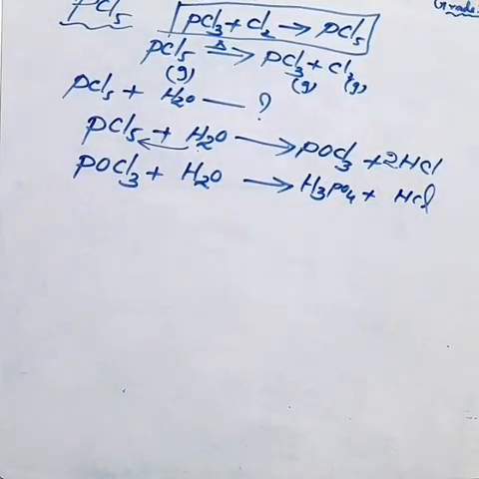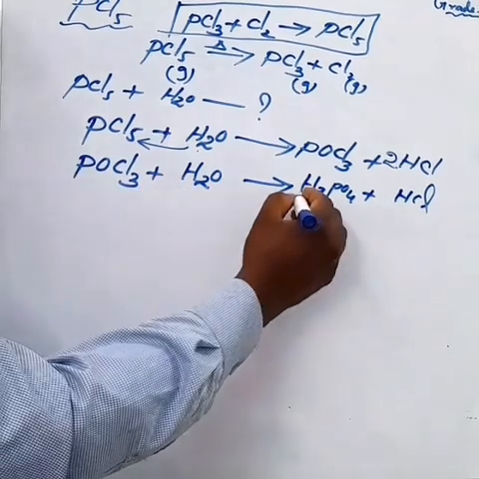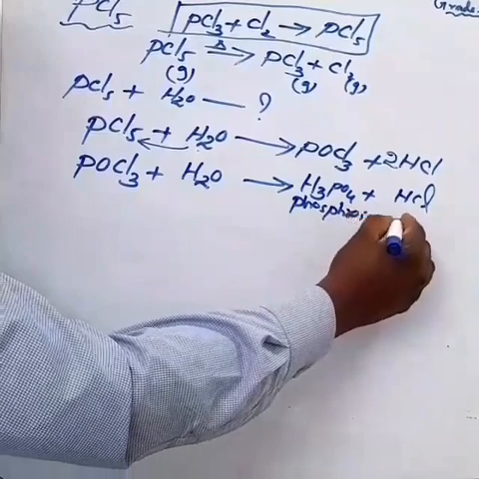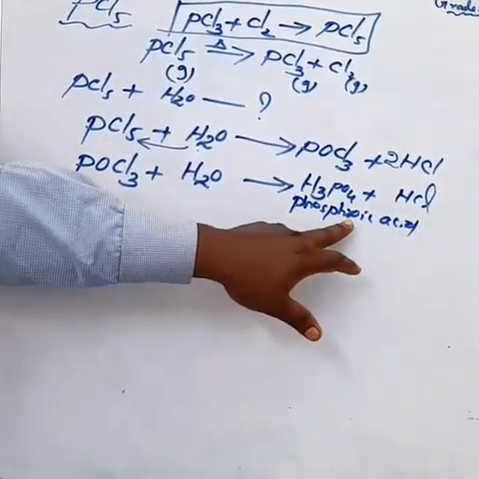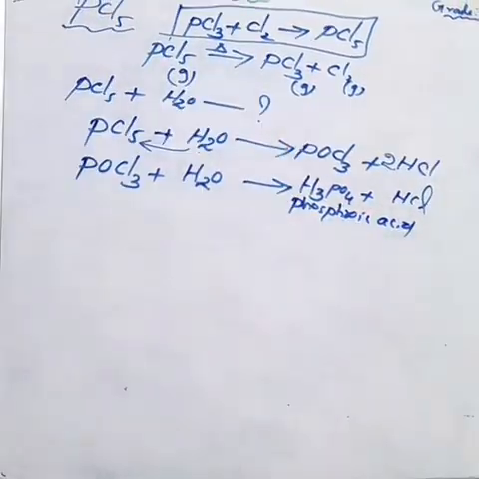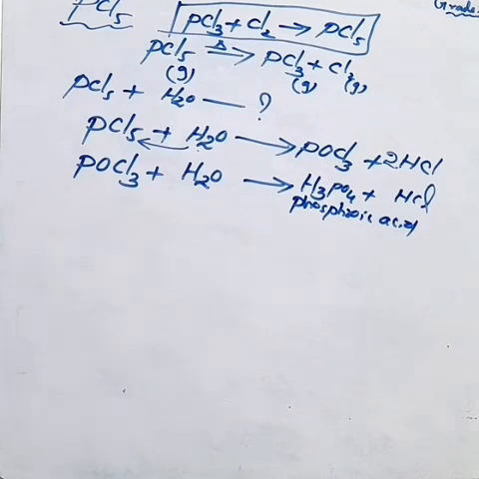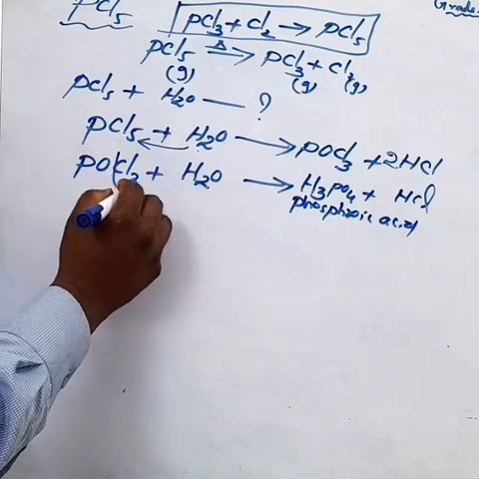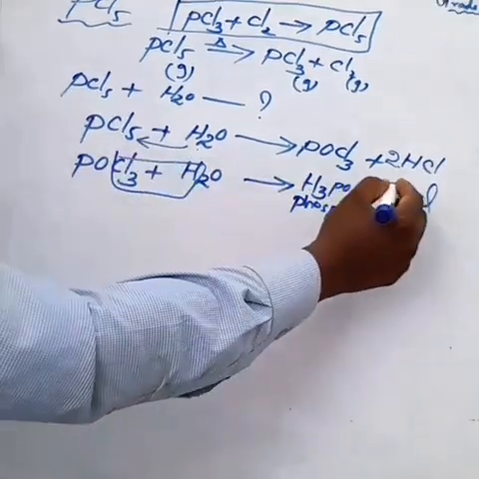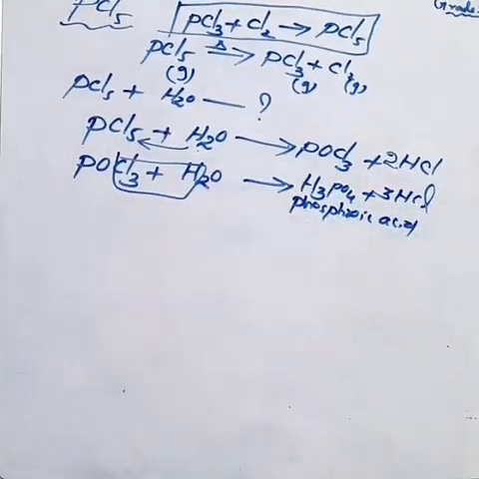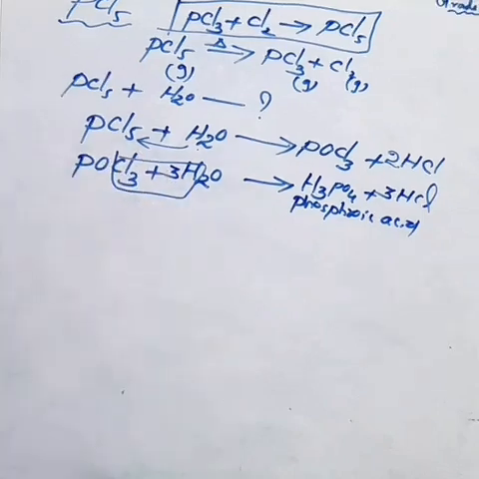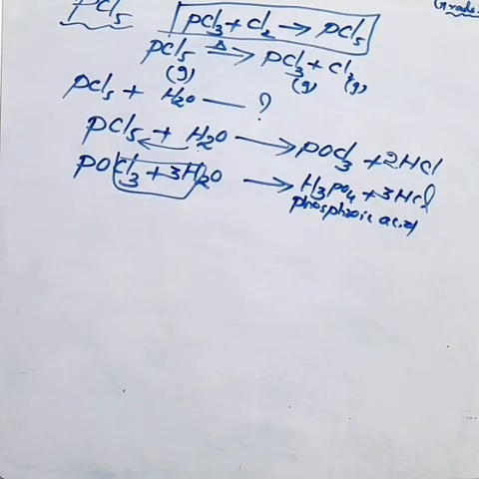What is H3PO4? Now only we learned about H3PO3, phosphorus acid. H3PO4 is phosphoric acid. Am I right? So how to balance the equation? Reactant side 3 chlorine, product side make it 3 HCl. Then how much hydrogen is there in the product side? 3 plus 3, 6. So on the reactant side make it 3 into 2 is equal to 6. Now the equation is balanced.